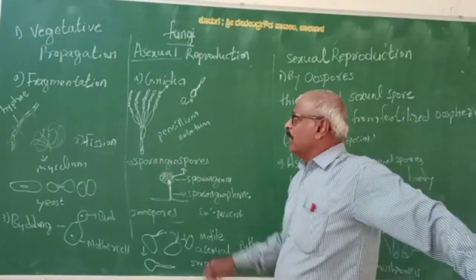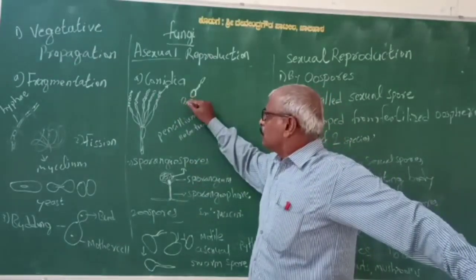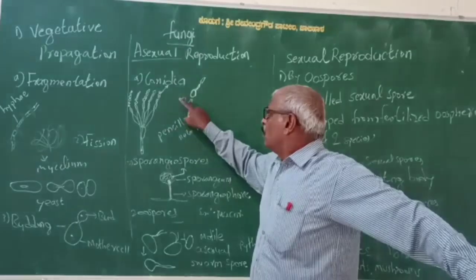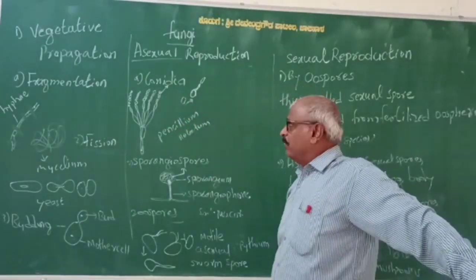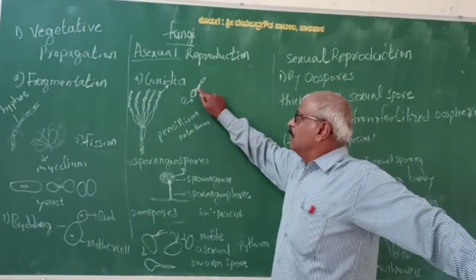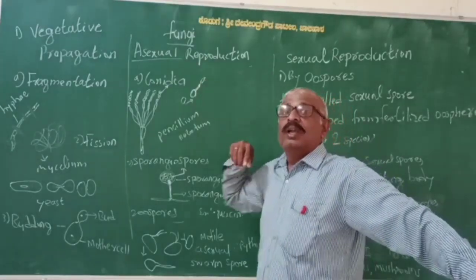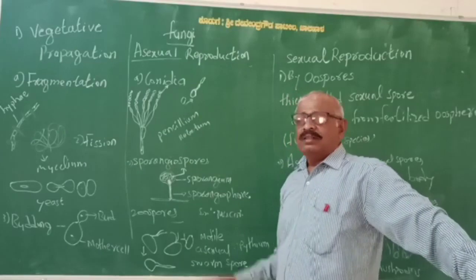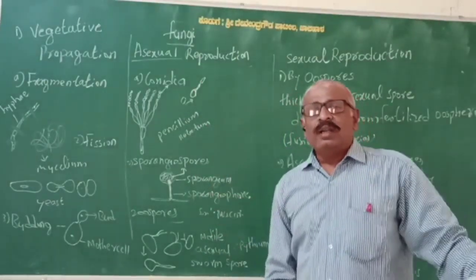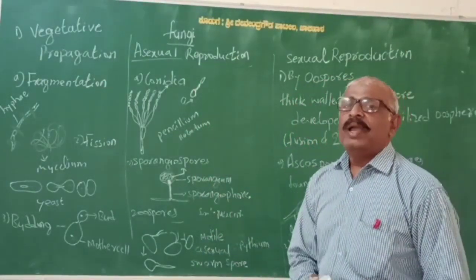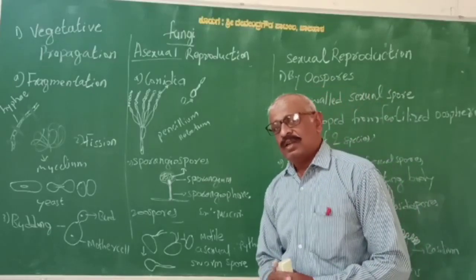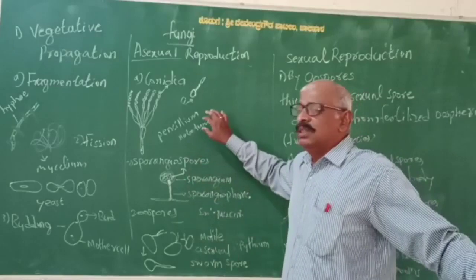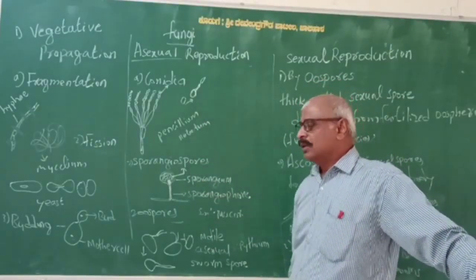Conidiophore, we say. Small structures form on the conidiophore. These are called conidia. These unicellular round structures are called conidia, and they germinate and develop into a new organism. So that is reproduction by conidia. Asexual means there is no participation of male and female gametes. Only a single parent is involved in the process of reproduction.